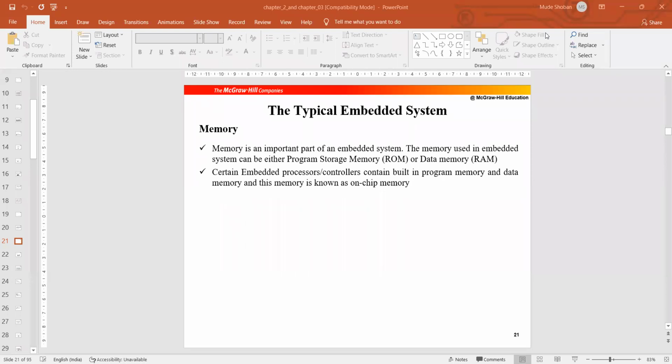Mostly the components on an embedded system are inbuilt. So memory is one of the parts on the chip. It has program memory and data memory, ROM and RAM. Certain embedded processors or controllers contain built-in program memory and data memory, and this memory is known as on-chip memory. Right?